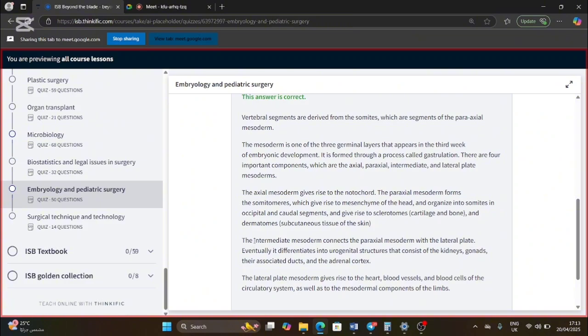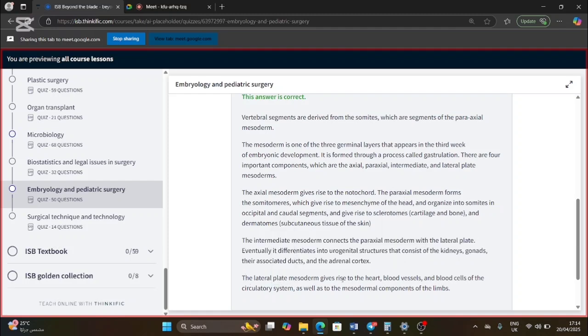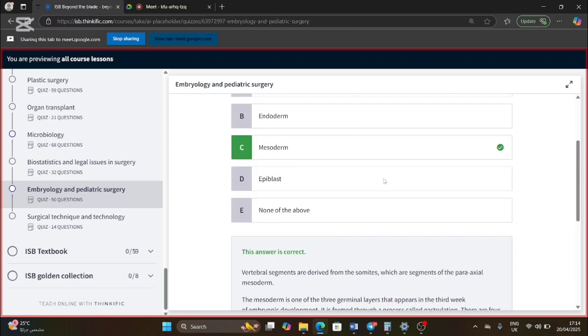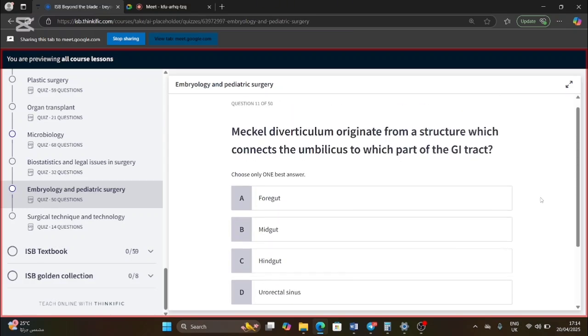And the intermediate mesoderm gives rise to what? They said intermediate mesoderm connects the paraaxial mesoderm with the lateral plates. It eventually differentiates into urogenital structures like kidney, gonads, and their ducts. That was a question, by the way, in the January exam. And the lateral plate gives rise to the heart, blood vessels, blood cells, the circulatory system. Most of the things are coming from this. Okay, let's look at the next question.